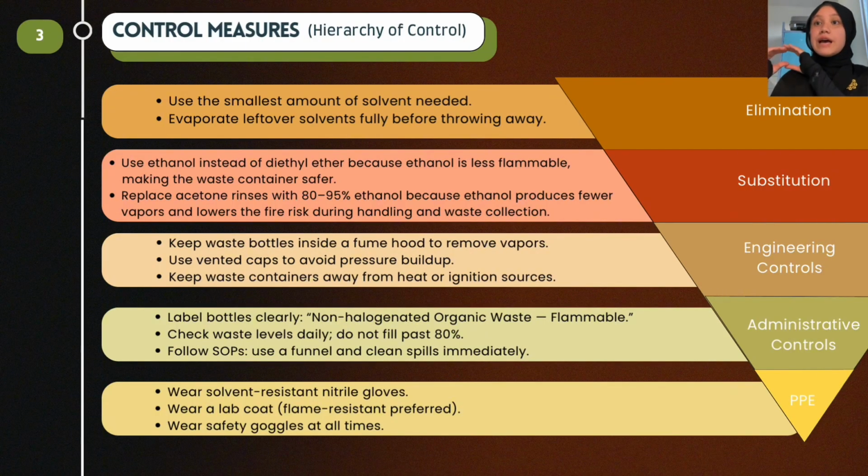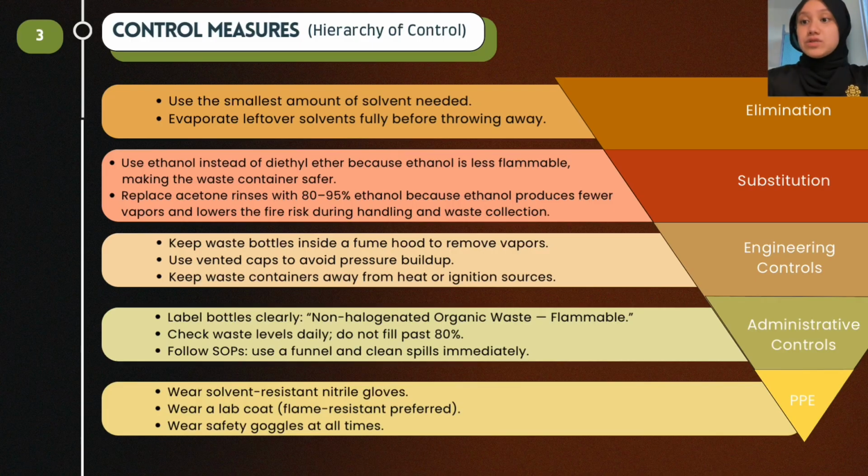So the last one is the control measures. We're going to start with elimination, which is the first one. Use the smallest amount of solvent needed or evaporate leftover solvents fully before throwing them away. Next, for substitution, use ethanol instead of diethyl ether because ethanol is less flammable, making the waste safer. Next, replace acetone rinses with 80 to 95% ethanol, because ethanol produces fewer vapors and lowers the fire risk during handling and waste collection.